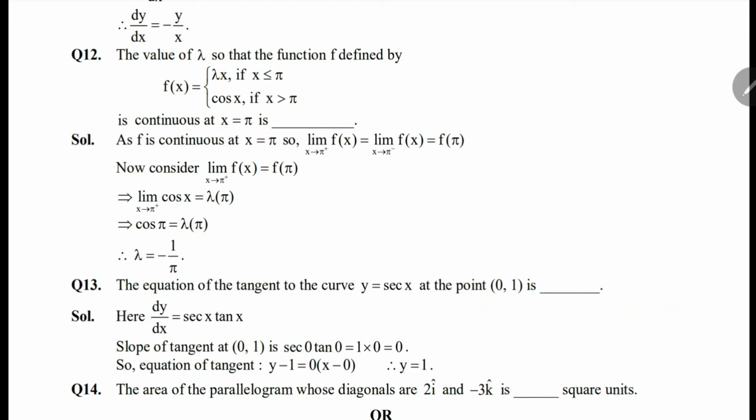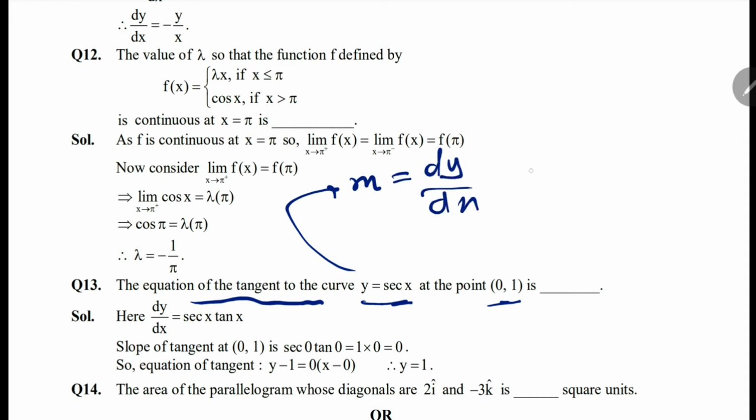Now we have question number 13. They want you to find the equation of the tangent on this curve at this point. So first of all, we will differentiate this function so that we can get the slope of the tangent. So that is dy upon dx, that is secant x into tangent of x.